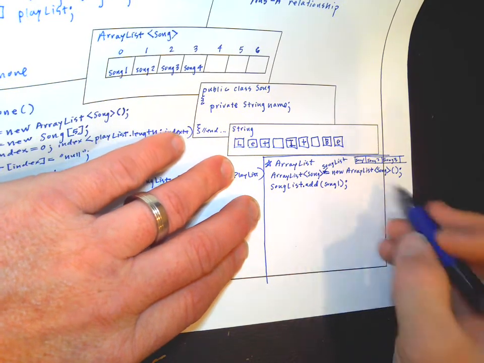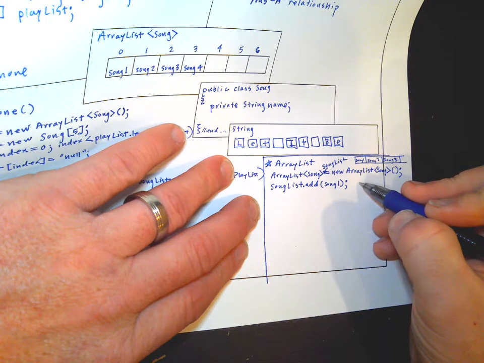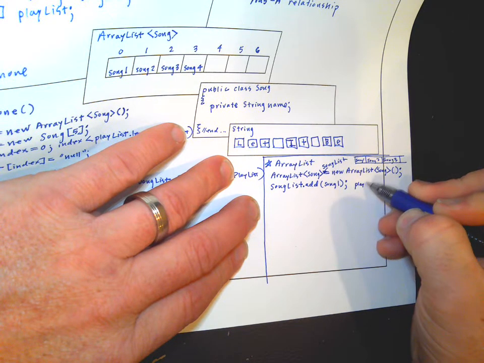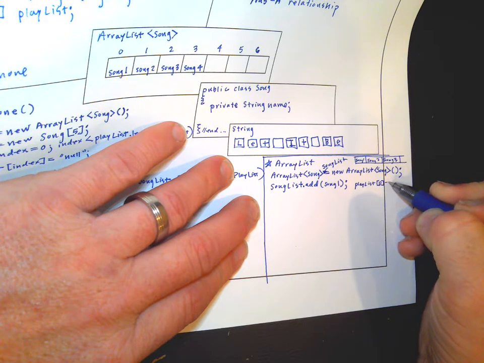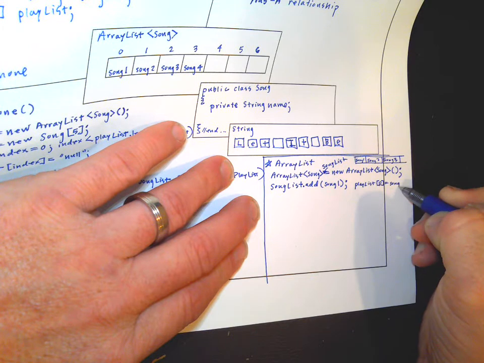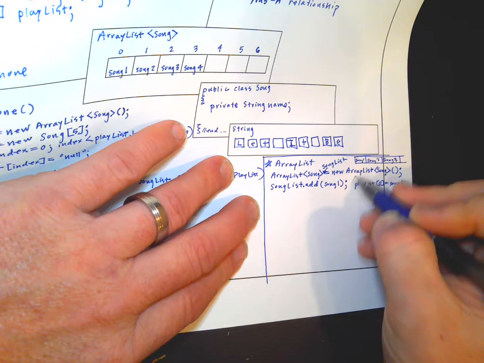It's different than with an array like playlist. It's playlist. You put the brackets, and then you got to put the spot you're going to put it in, right? So this is the difference, okay, between arrays and array lists.